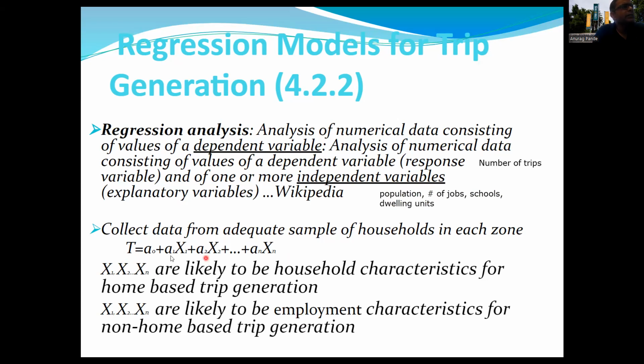So this is what a regression model actually looks like. Let me highlight this here. T is the number of trips. It'll be equal to a0, a constant, plus a1 times X1. X1 could be population. X2 could be number of jobs, for example. And there could be n variables like this.